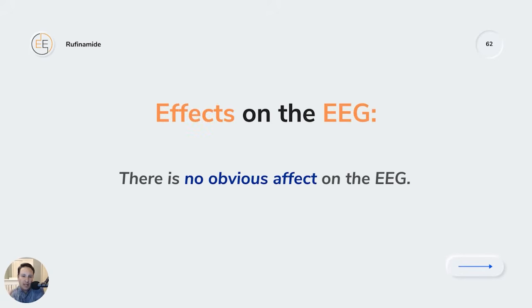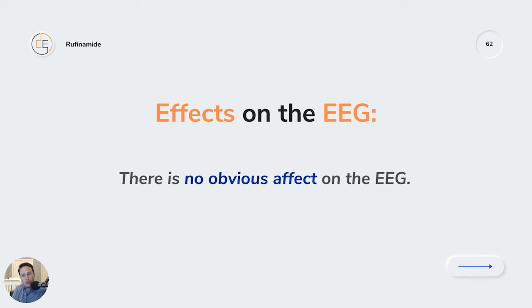So for rufinamide, there is no evidence of an effect on the EEG. I guess this is a good time to say that I'm actually still going to go over some medications that do not have an EEG effect, for the simple fact that it's just as important to know if a medication does not have an effect on the EEG.